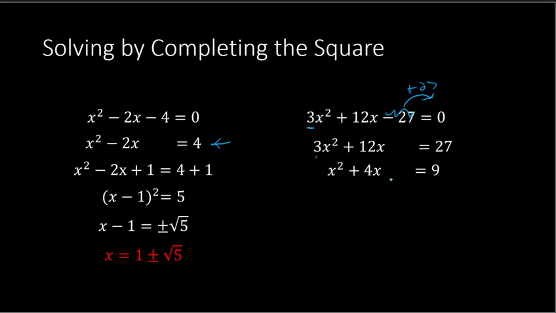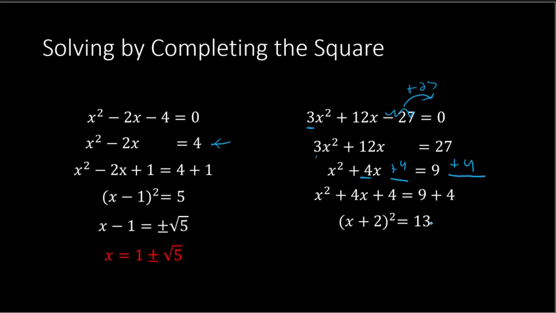And now we can add something to both sides to make the left side a perfect square. That number, again, is found by taking this middle number, the 4. You take half and then square it. Half of 4 is 2. 2 squared is 4. So we're adding 4 to both sides of the equation. So on the left, now we can factor to get x plus 2 times x plus 2, which is x plus 2 squared. On the right side, we have 13.